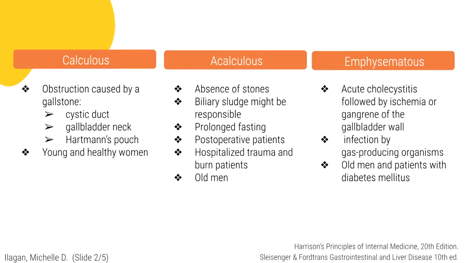Emphysematous cholecystitis starts with either a calculous or acalculous cholecystitis followed by the ischemia or gangrene of the gallbladder wall. There is also an infection by gas-producing organisms such as Clostridium and aerobes like E. coli.